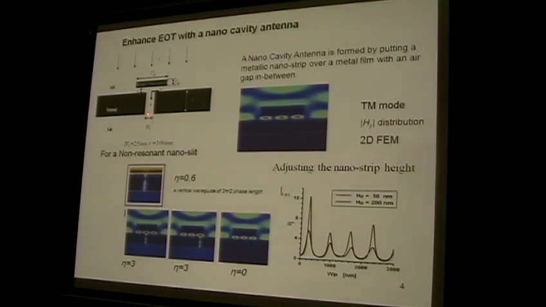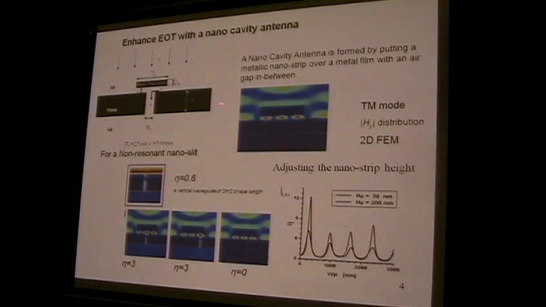The light goes here, and due to different impedances, there will be reflection. So the light, once entering this region, can bounce back and form a cavity. This is the Fabry-Perot cavity. And when the thickness of the thin film is chosen in such a way that this Fabry-Perot cavity will not be in resonance, then we call it the non-resonant nano slit.